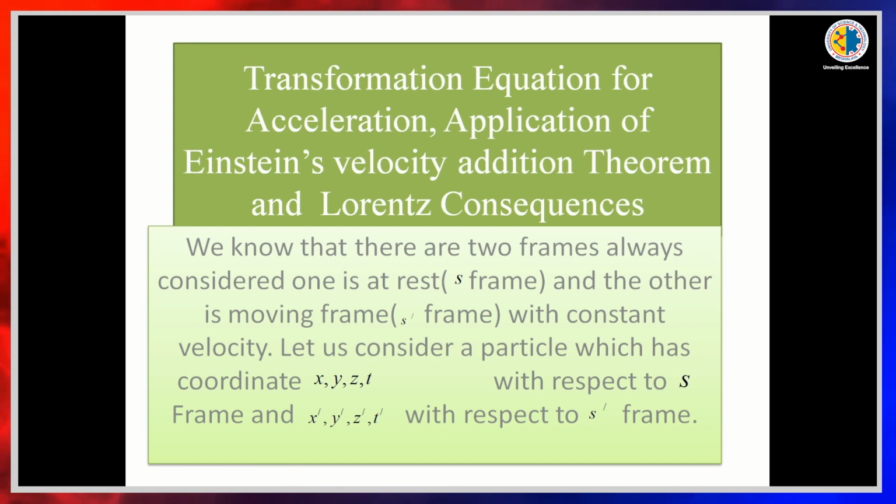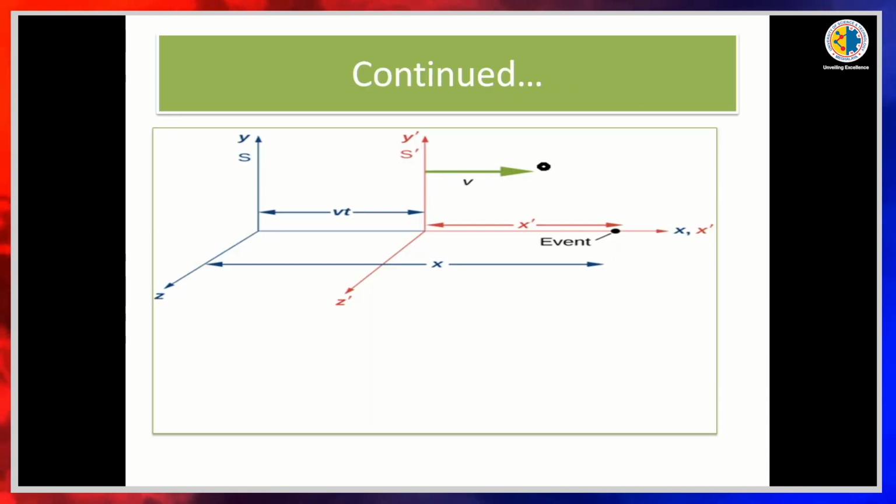We know that there are two frames always considered, one is a rest S frame and the other is a moving frame, S dash frame, with a constant velocity v. Let us consider a particle which has coordinates x, y, z, t with respect to S frame and x dash, y dash, z dash, t dash with respect to S dash frame. Here two frames are considered, S and S dash. S frame is at rest with velocity 0 and S dash is moving with a constant velocity.